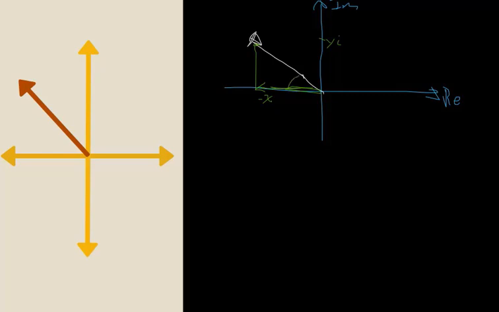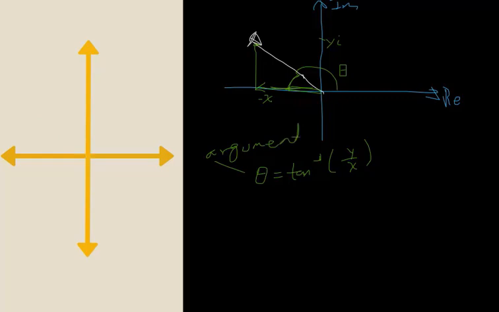Therefore, in order to find this angle, here is our angle. So we need to find this. Theta is tan inverse of y over x. This is the argument. Argument doesn't mean the principal argument. Our argument theta is tan inverse of y over x. But the principal argument is this one. This is our principal argument.